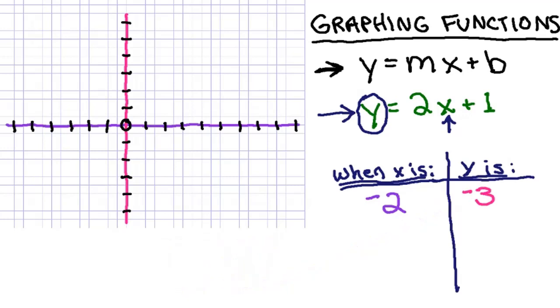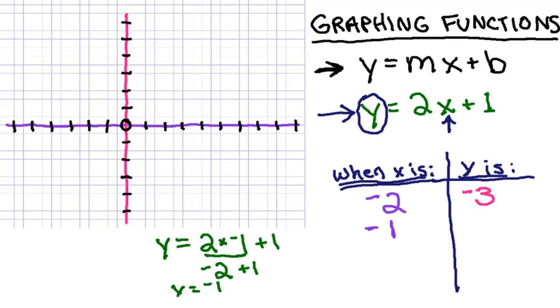So let's try another number. Let's go up one number from -2, and pick -1. So when x is -1, what is y? If y equals 2x plus 1, then y equals 2 times -1 plus 1. You always do the multiplication first, so 2 times -1 is -2, plus 1. That makes y -1. So we're going to write that in our table: when x is -1, y is -1.